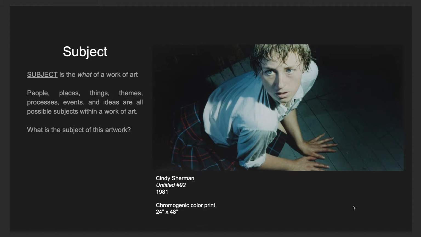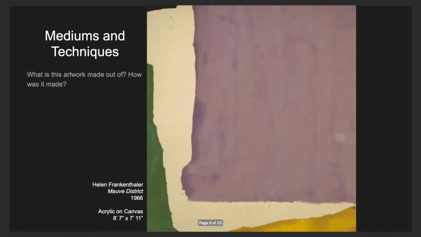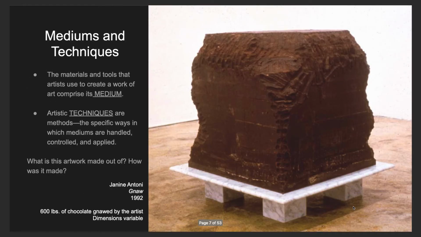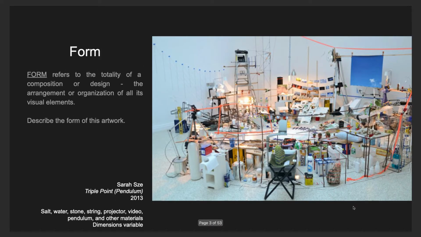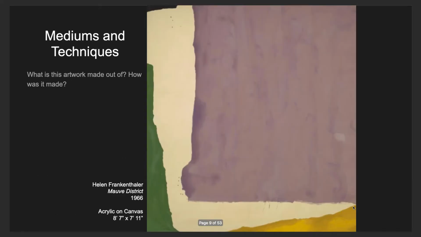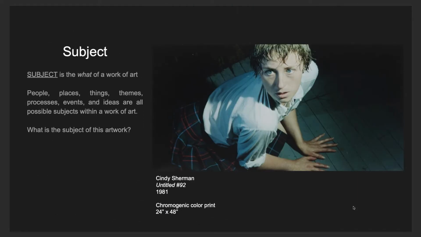Subject. This is a big important word. Subject is the what of a work of art. Subject incorporates all of these other words. Subject incorporates style, medium, technique, iconography, form. It's all part of the subject. Subject is the what of a work of art.